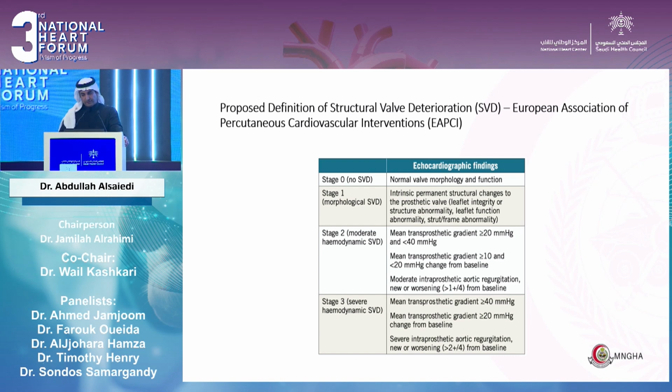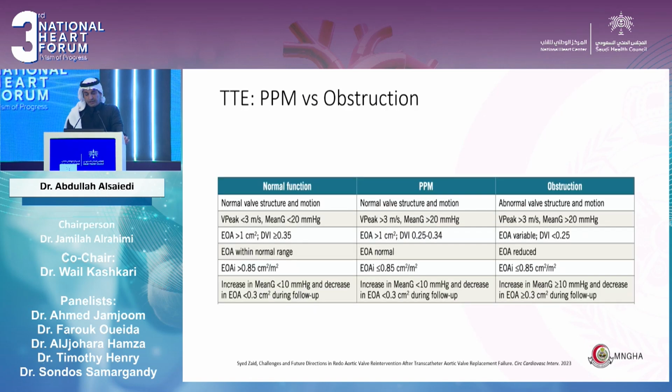Stage 2, when we have both intrinsic and functional abnormality, but not yet causing a severe gradient, with a mean transthoracic gradient between 20 and 40. When the gradient is more than 40, then this is classified as stage 3, or severe hemodynamic structural valve degeneration.